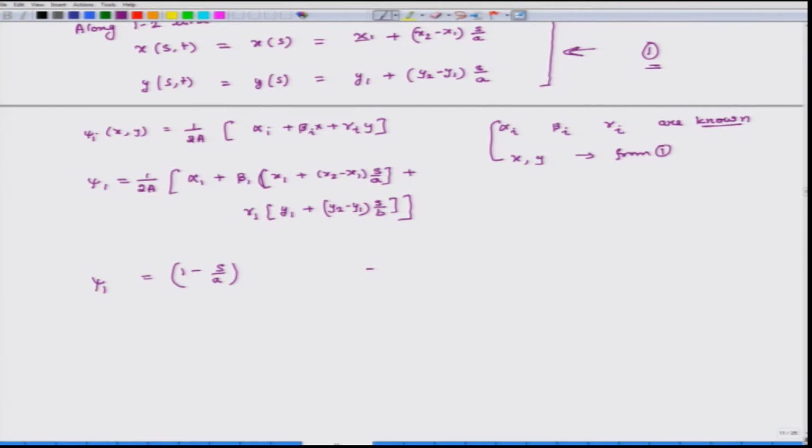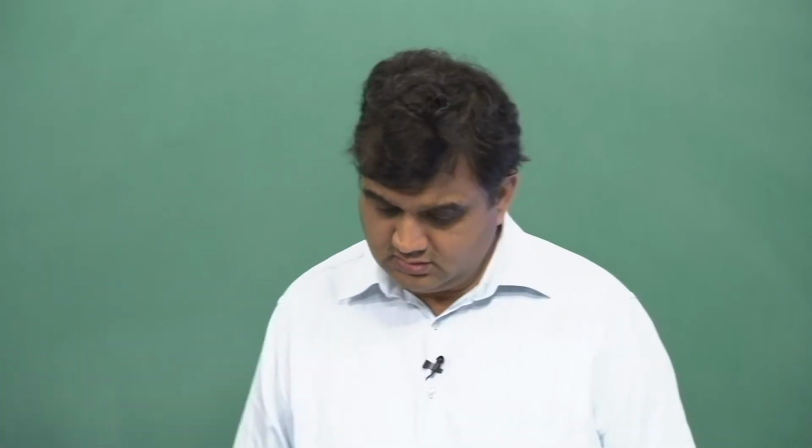So, what does this mean? Along line 1 2, what is the value of psi 1? Here S is equal to 0, here S is equal to A. So, at S is equal to 0, the value of psi is 1, and at S is equal to A, the value of psi is 0. So, this is how an approximation function is in a 1D element, right.